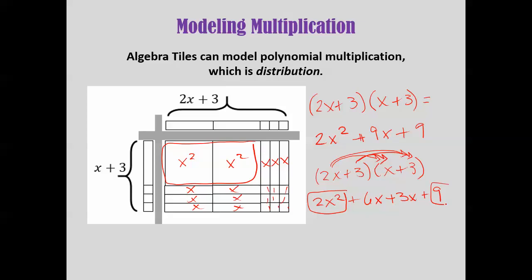And the 9 is represented here. And then you can see that we have, let's get another color going on here, a 6x term that eventually got combined with a 3x term to make 9x. But you can see that the 6x ends up over here and the 3x ends up over here. And that's what's actually shown in this visual model, that we have two different spots of getting x terms, and we just combine them at the end, put them all together when we have a simplified expression.